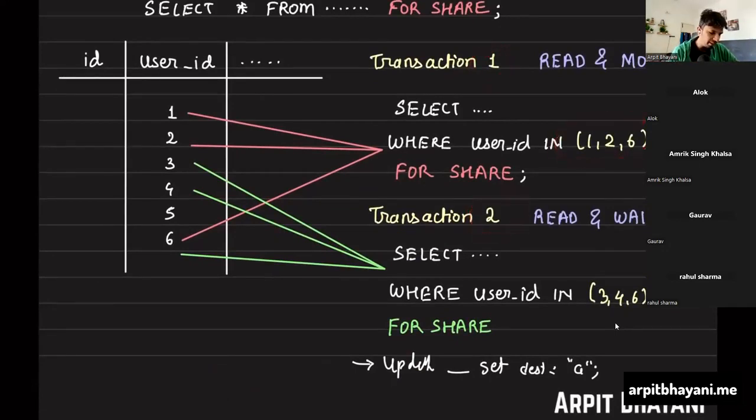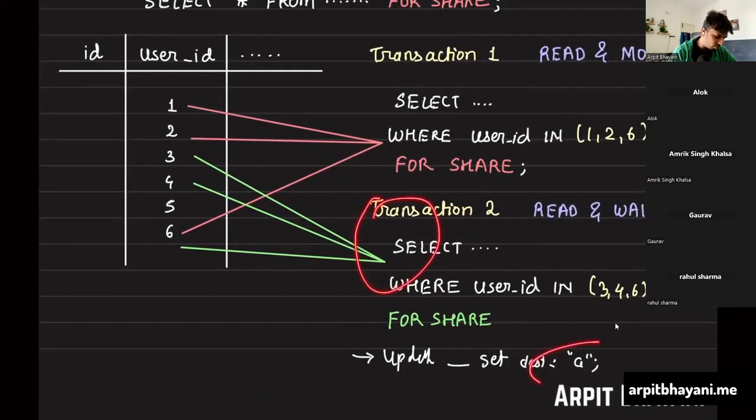So for example, if my transaction 1 came first and acquired the lock on 1, 2, 6, then transaction T2 came and tried to acquire the lock on 3, 4, 6. If transaction T2 tries to update these rows, it would have to wait, because the read lock on row 6 is with transaction 1. So transaction 1 is allowed to read and modify the row, while transaction 2 is allowed to read the row but cannot modify it. If it tries to modify, it would have to wait until transaction 1 is either committed or aborted.